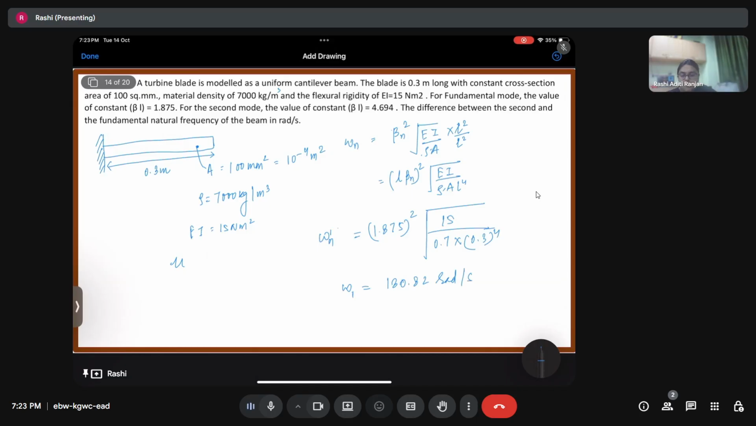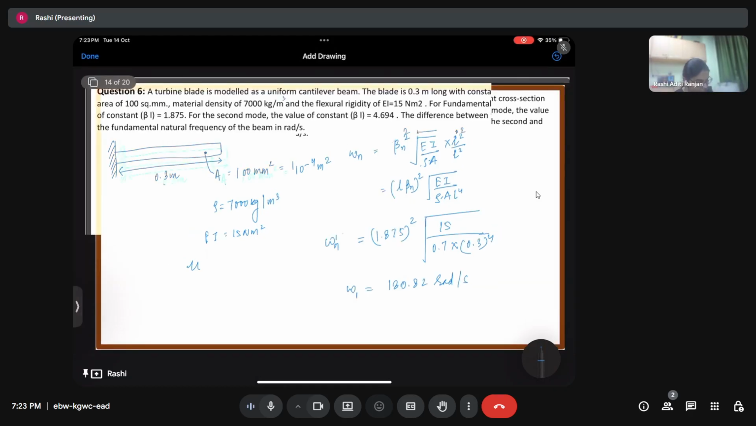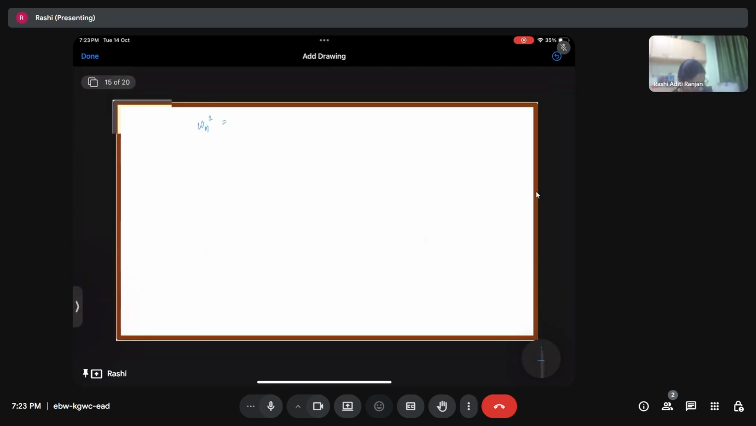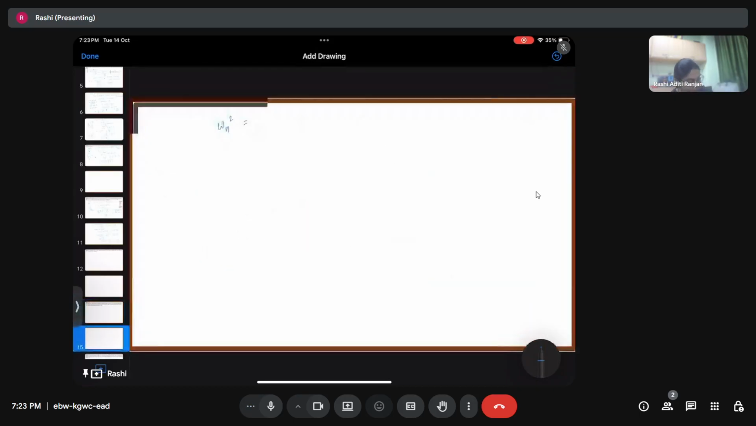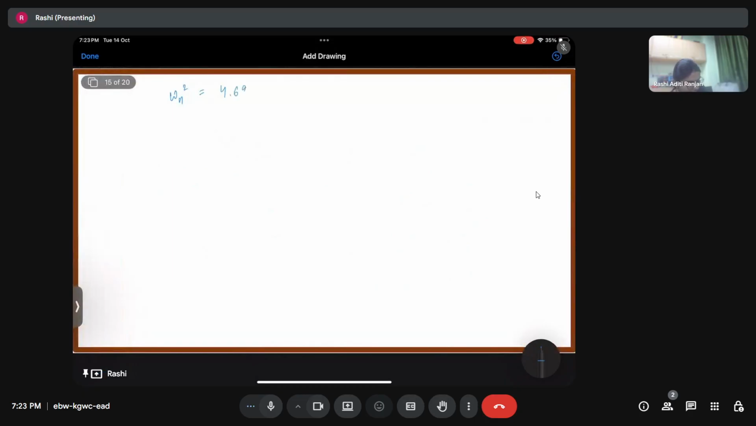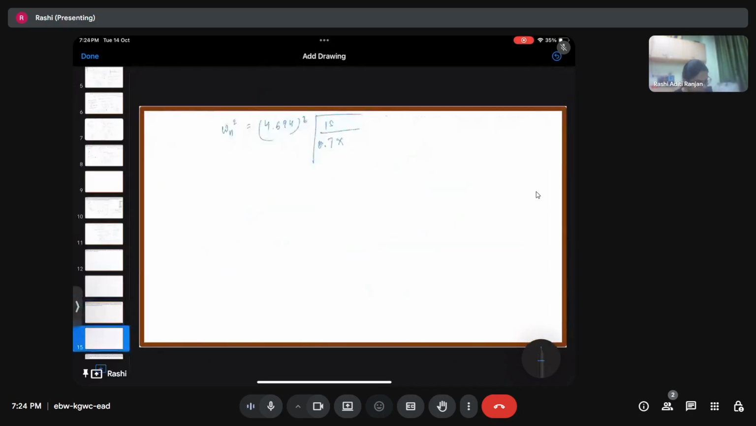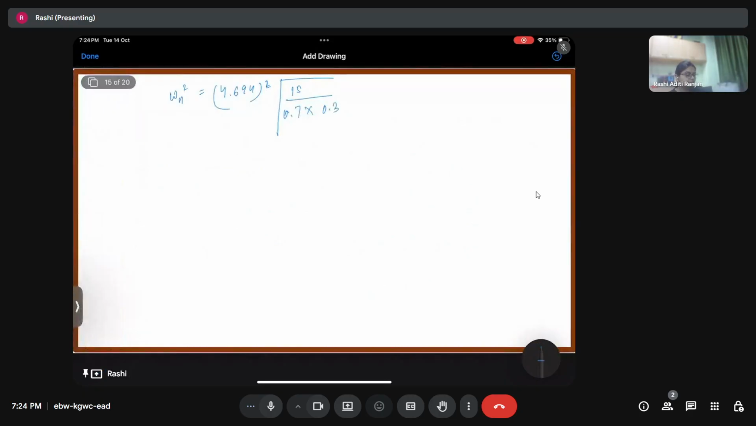180.82 radians per second. This is the first frequency, definitely. Apart from that, we are going to have a second frequency, which will depend upon the other value of beta. So omega n2 is going to be what value? 4.694 square into under root of 15 divided by 0.7 into again 0.3 to the power 4.